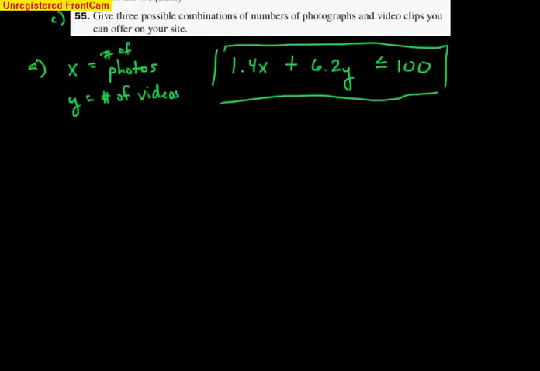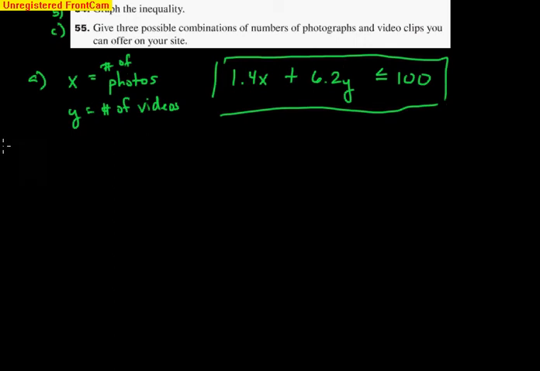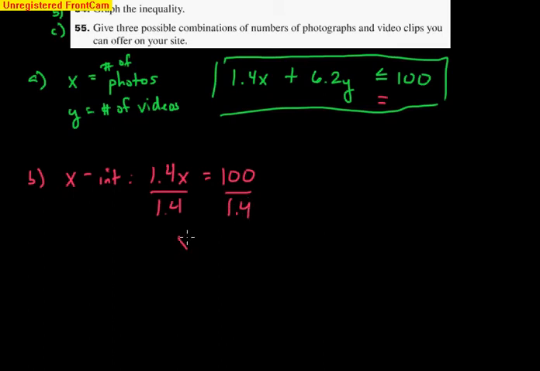Okay, so there's the inequality we need. Okay, B. B says graph. Well, this is in standard form, so we're going to find the X intercept first in order to graph it. To find the X intercept, I cover up the 6.2y. Remember, treat this as an equal sign. If you cover up the 6.2y, it says 1.4x equals 100. And we divide by 1.4, divide by 1.4, and I get a value for x.